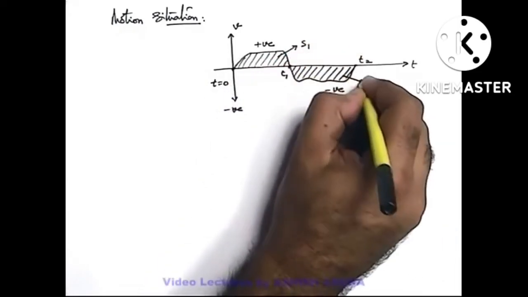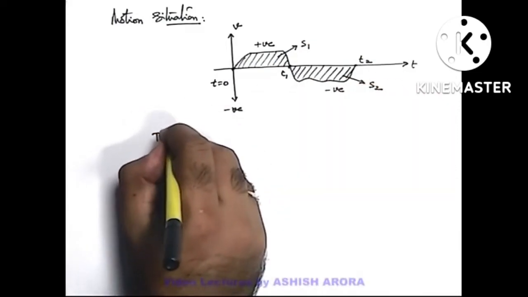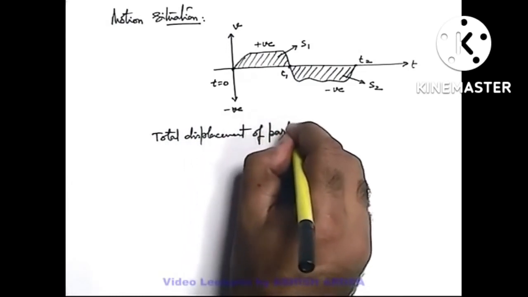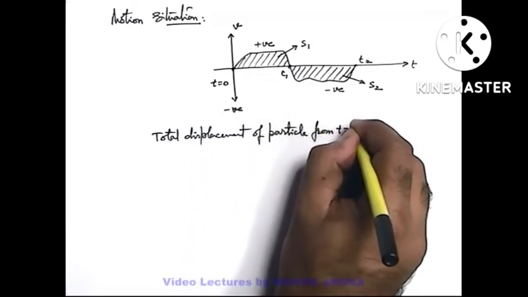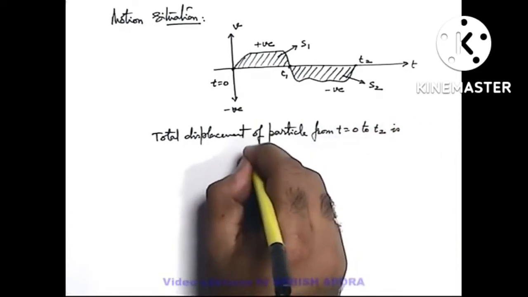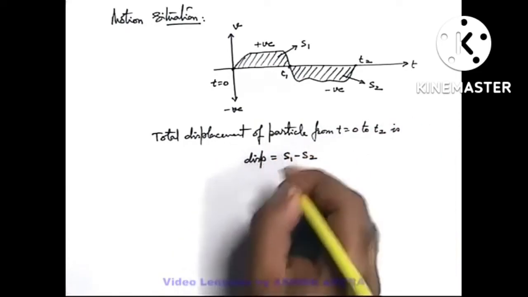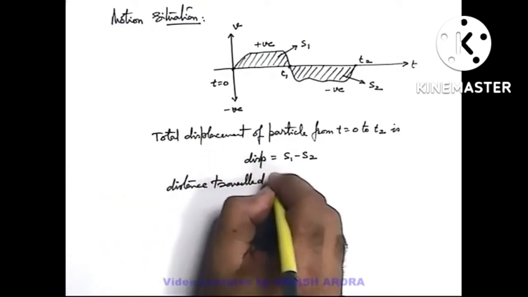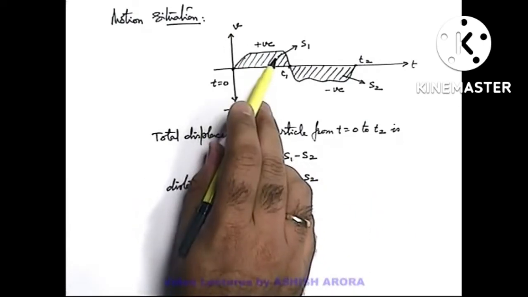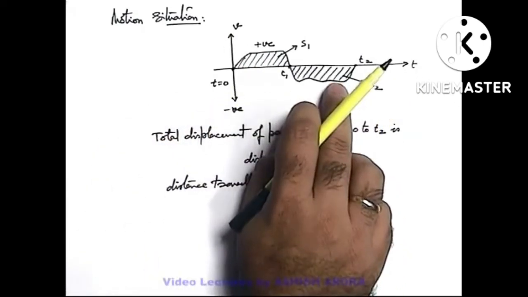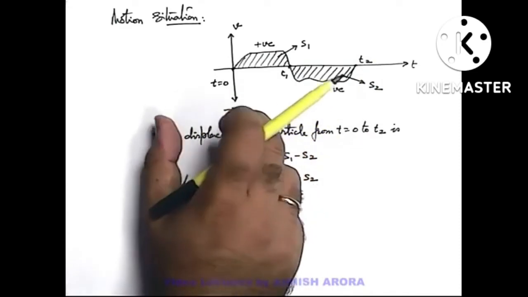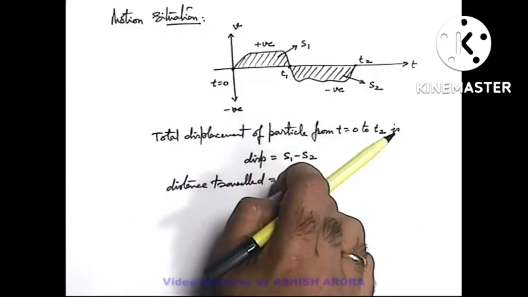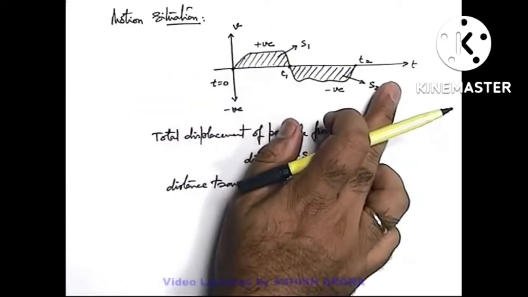Say this total area is s1 and this total area is s2, so we can state total displacement of particle from t equal to 0 to t2 is, total displacement can be written as s1 minus s2. But when we talk about distance traveled, you can always write distance traveled is equals to s1 plus s2, because s1 is the distance traveled in positive direction and s2 is the distance traveled in opposite direction. So displacement will be s1 minus s2, but when we talk about distance traveled it will be s1 plus s2. So be careful about such situations while drawing velocity time curves.